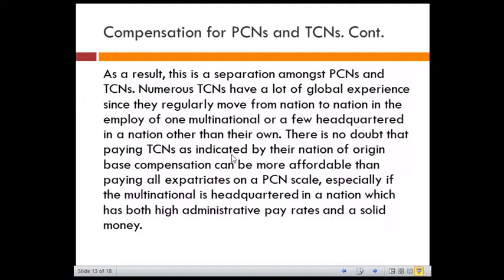There is no doubt that paying TCNs, as indicated by their nation of origin base compensation, can be more affordable than paying all expats on the PCN scale, especially if the multinational is headquartered in a nation which has both high administrative pay rates and a solid currency. So what we're looking at here is key differences in salary compensation, and whether these differences actually matter.